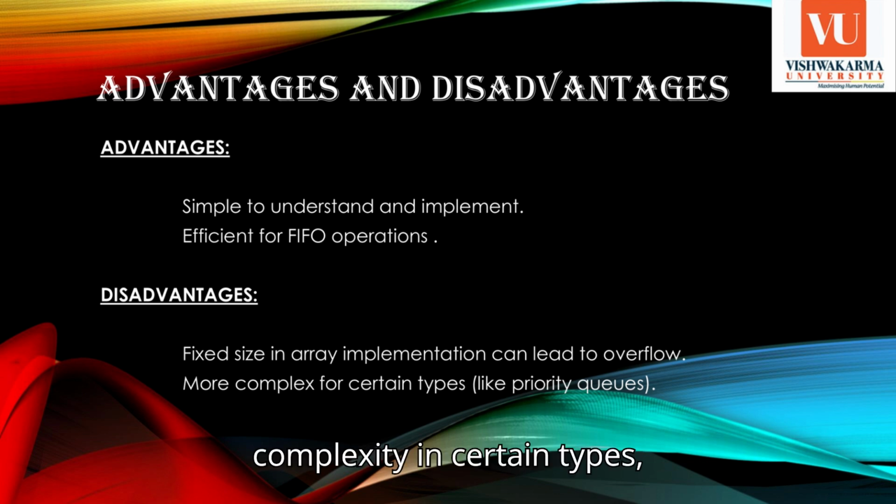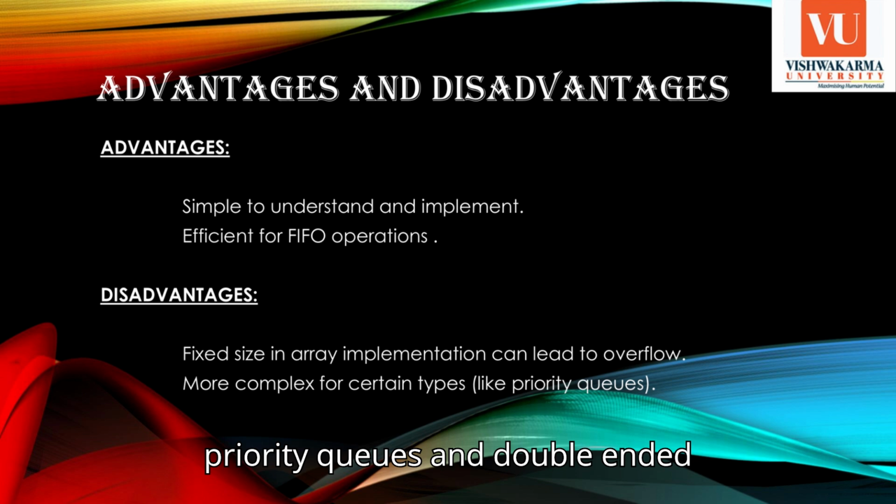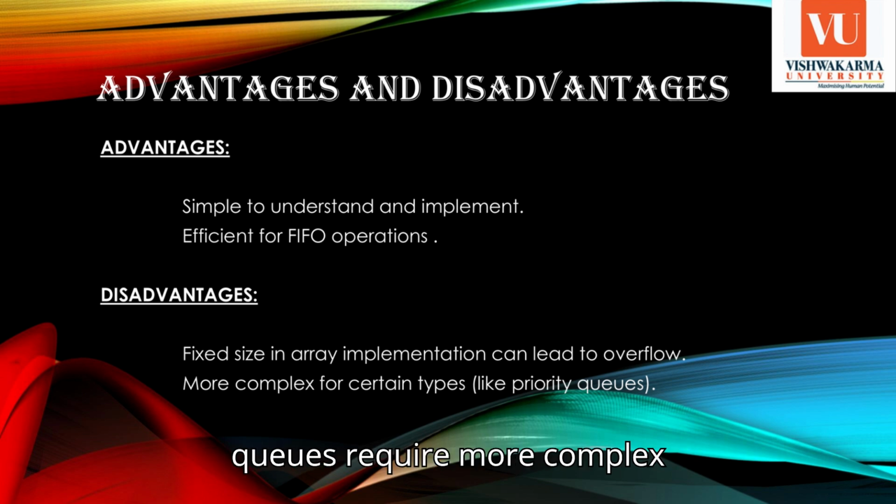Complexity in certain types. Priority queues and double-ended queues require more complex handling than a simple FIFO queue.